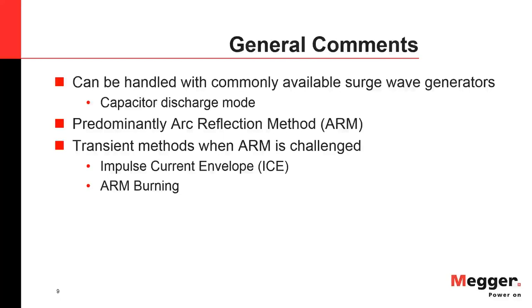Below 32 kV, the main method, the industry standard for many decades now, is the so-called arc reflection method. However, the arc reflection method can be challenged by the fault you're trying to locate. So what are you doing if you cannot use the arc reflection method? This is pretty much what this webinar and the presentation is circling around. So keep that in mind. The class below 32 kV is typically handled with classic, commonly available surge wave generators and a capacitor discharge method of some sort.